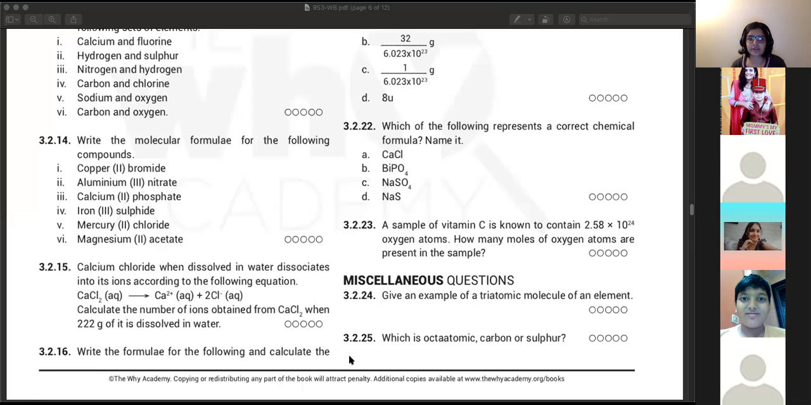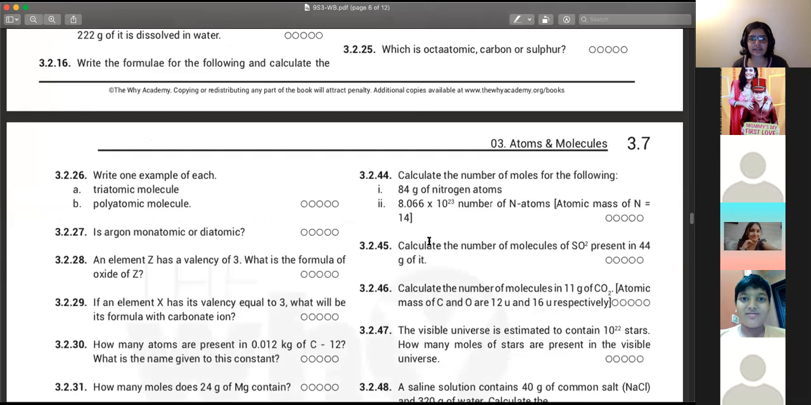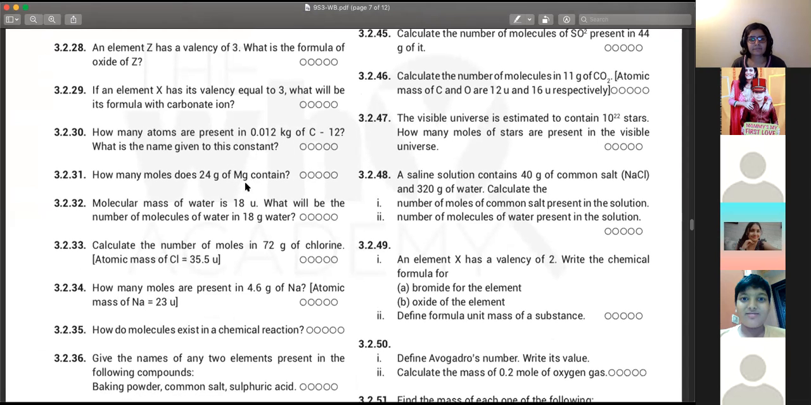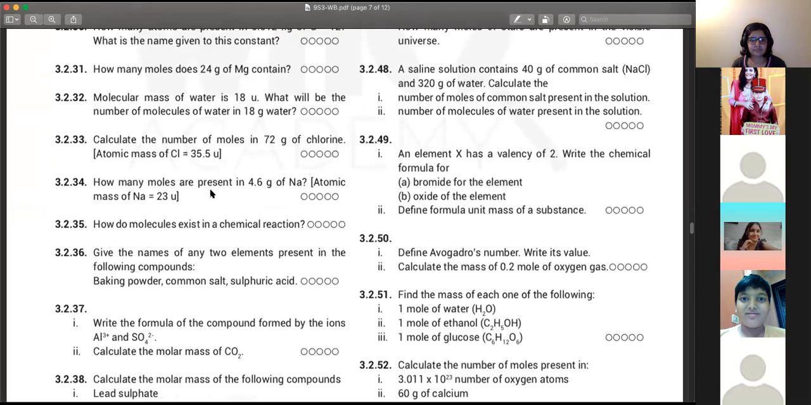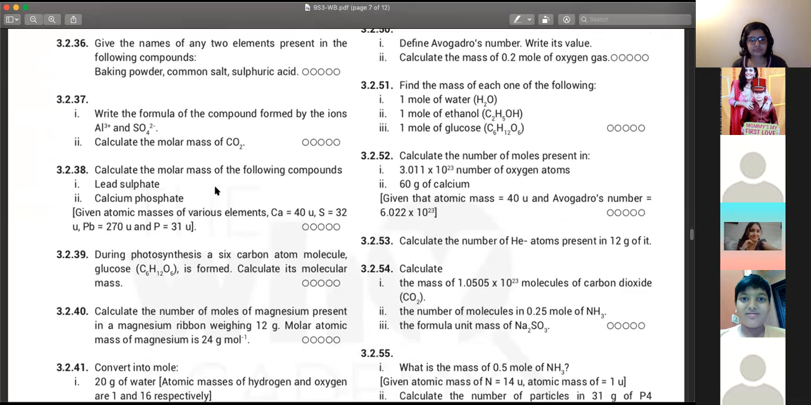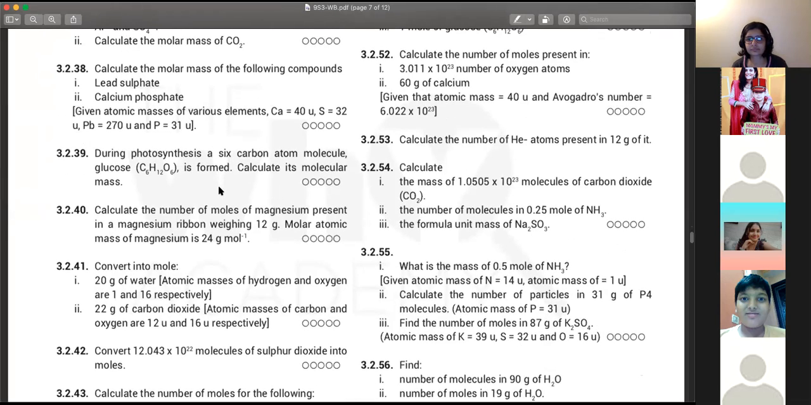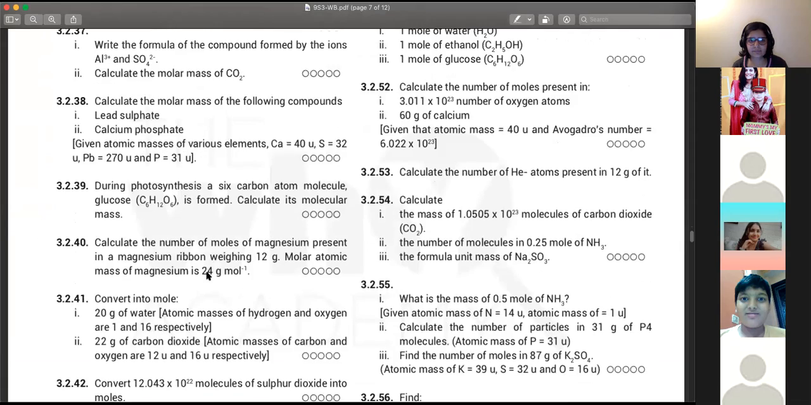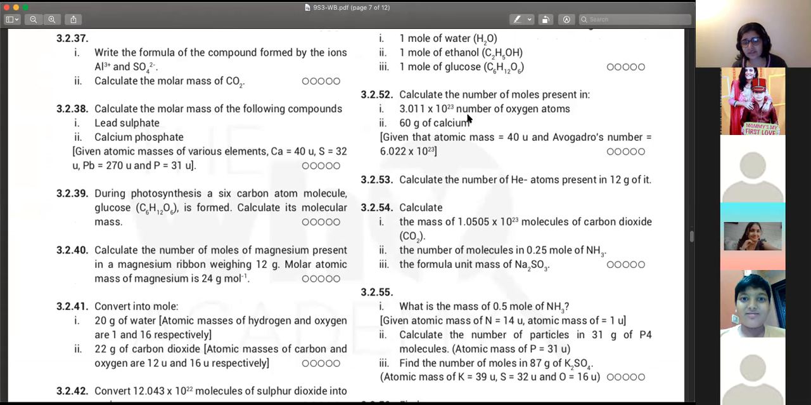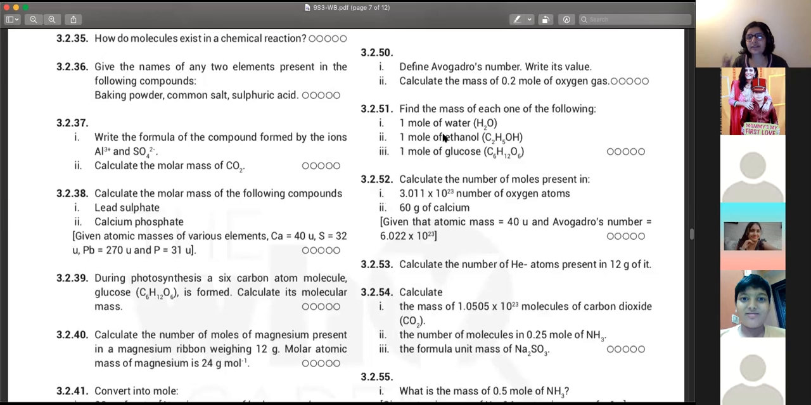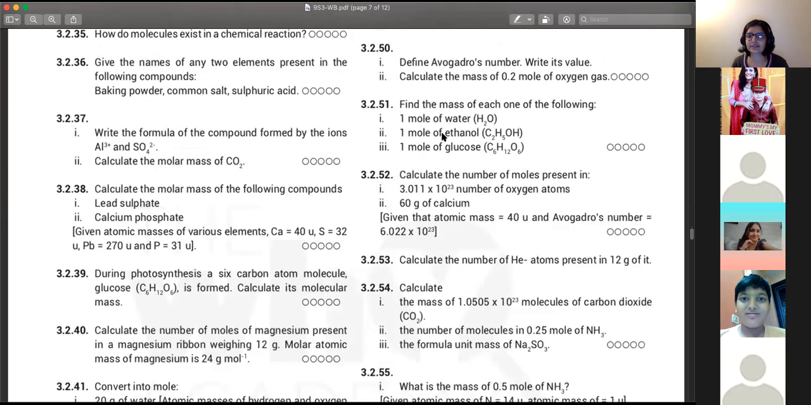Okay. Good stuff. Level 2 problems are done. Nice. So in level 2, you're basically given the number of atoms or you'll be given the mass. One of the three things you'll be given and then you'll be asked to find the other stuff.